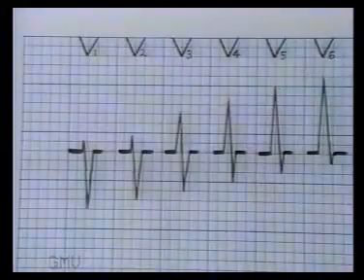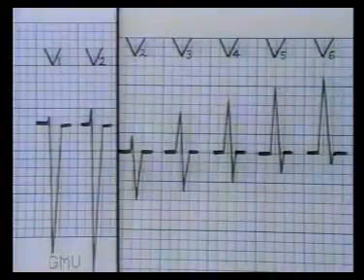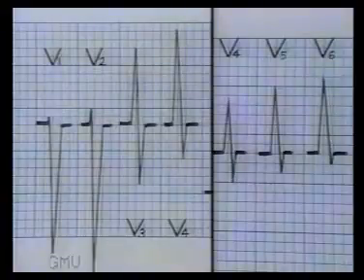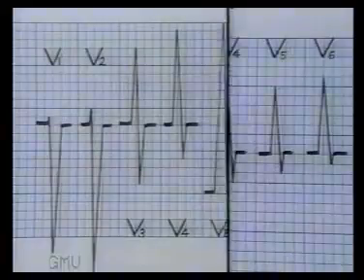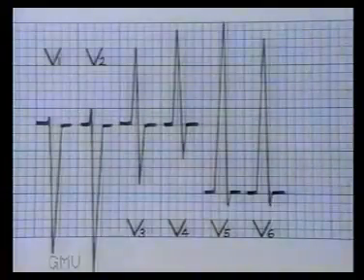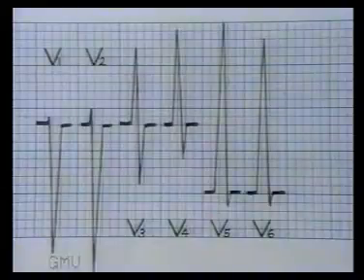This is the normal pattern. Now in left ventricular hypertrophy, note that there are deep S waves in V1 and V2. R and S waves are equal in V3, and there are very tall R waves seen in V5 and V6. That is, in left ventricular enlargement, there is normal progression from negative deflection in lead V1 to positive deflection in lead V6, but the amplitude of the waves increases.